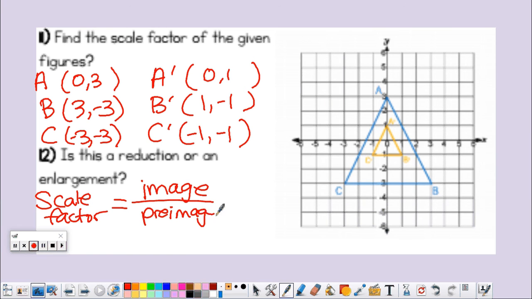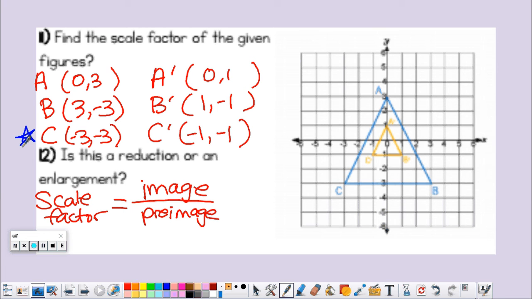Alright, so we are going to pick any two values on our pre-image and our image that correspond. So we can choose points from A, B, or C. What would you like to choose? C, sure. Alright, so we're going to choose from C. Now, if I choose an X value from C, do you think I need to choose the X or the Y value for C prime? The X value from C prime, right? Because if I'm going to compare, I need to be able to compare correctly.